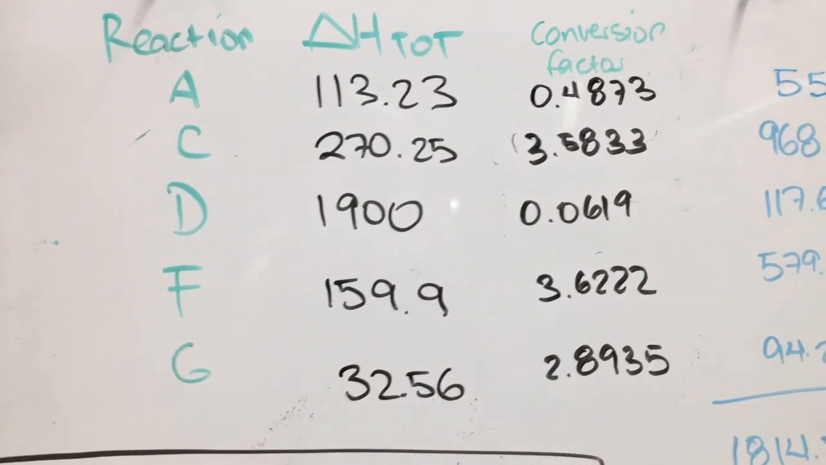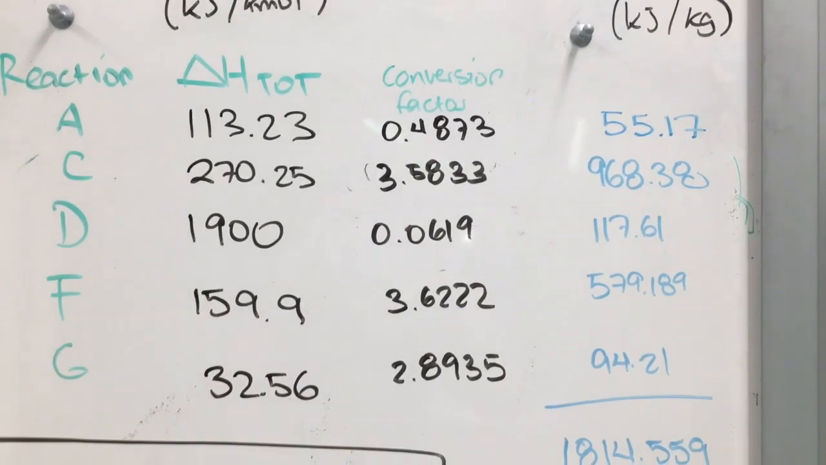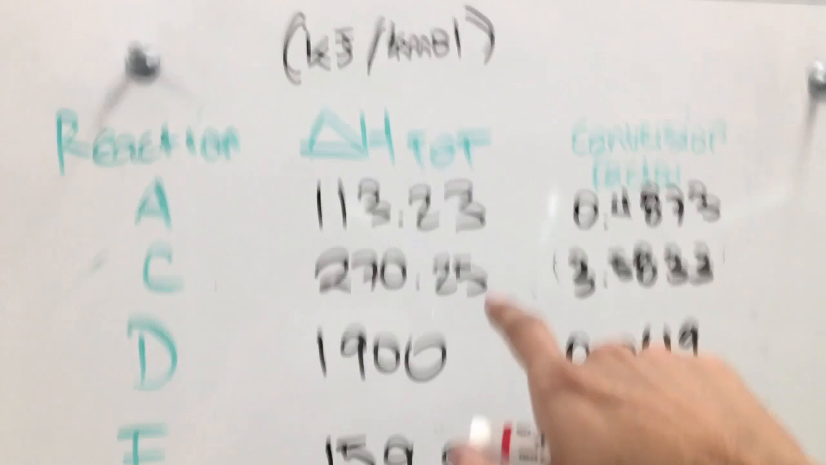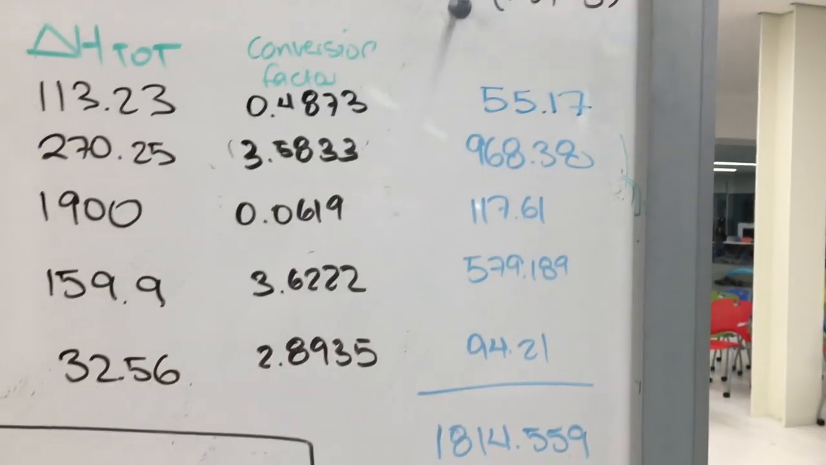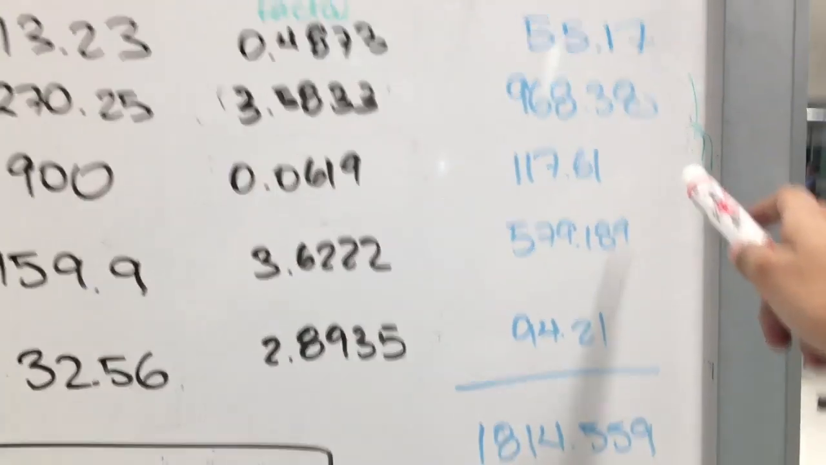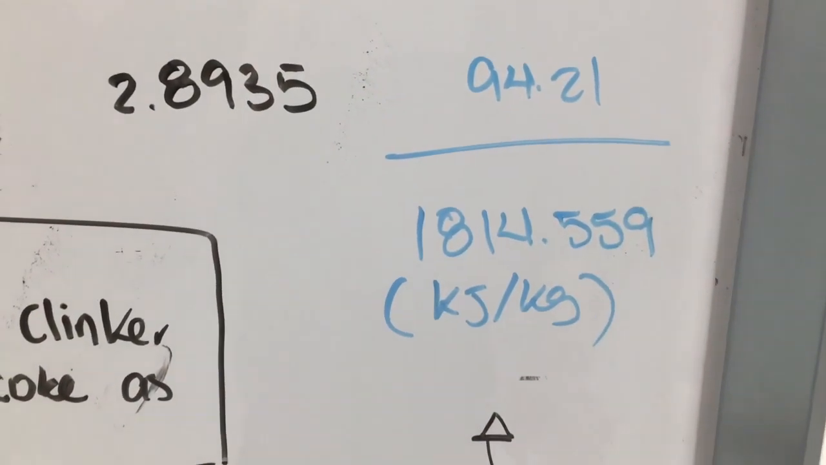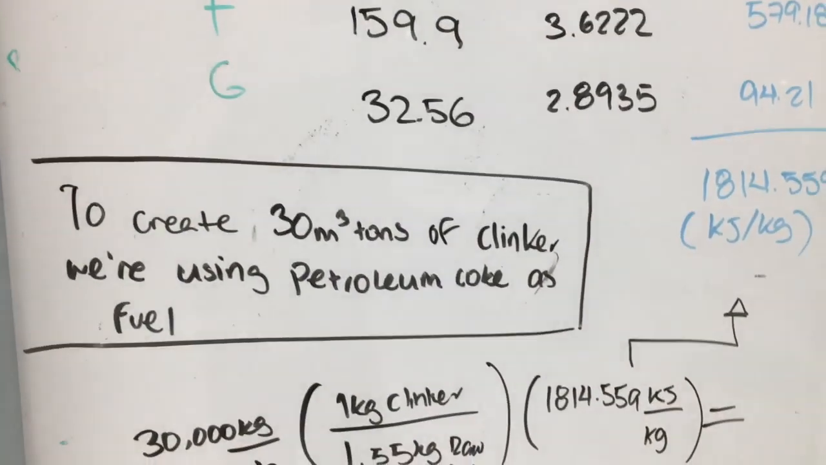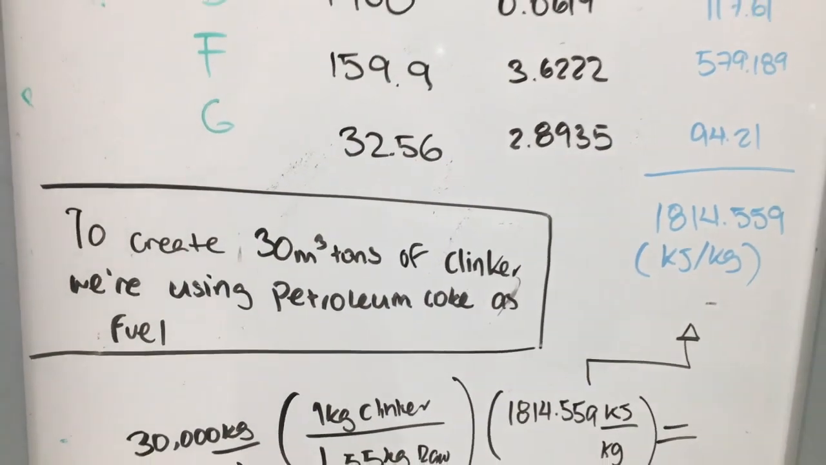Once you've calculated the total change of enthalpy for each reaction, you're going to have to multiply it by a conversion factor. You have to do that because these numbers are in terms of kilojoules per kilomole, and you need them in a kilojoules per kilogram number. So once you multiply them, you're going to end up with these numbers, and then you're going to add them all up so you can have the total energy that this process requires to be created. Once you've done that, now you have to create 30 metric tons of clinker using petroleum coke as a fuel.